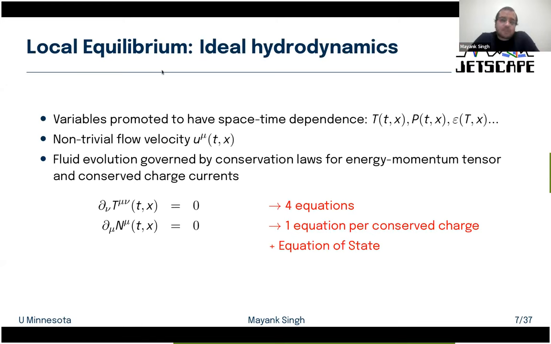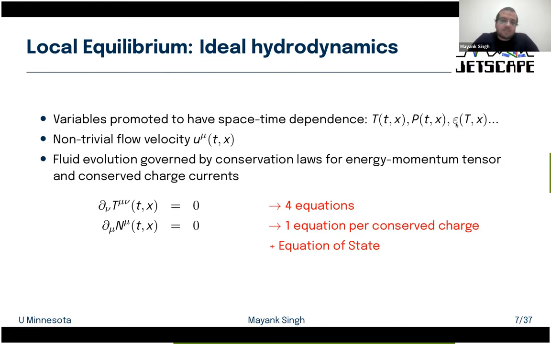Now, if you want to describe the realistic dynamics, you have to go beyond global equilibrium, and the next step is to assume local equilibrium. By local equilibrium, I mean that the system at any space-time point is assumed to have equilibrium in its immediate neighborhood. And I'm using the word neighborhood in the same sense that mathematicians typically use it. So in its immediate neighborhood, there is an equilibrium. So you can still define quantities like temperature, pressure, energy density and so on. But now these have a space-time dependence.